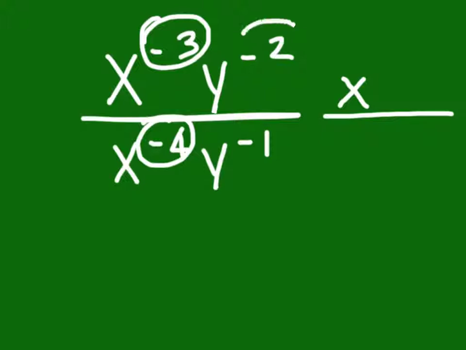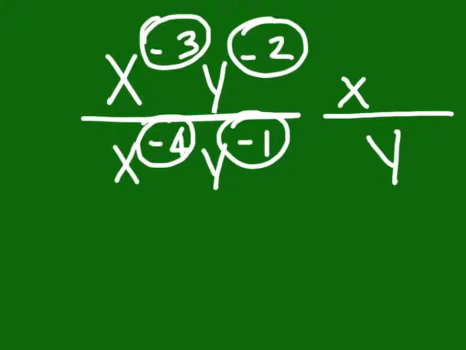Okay, now we have negative 2 and negative 1. Which one's bigger? Negative 1. And negative 1 minus negative 2 is 1. So your answer is x over y.